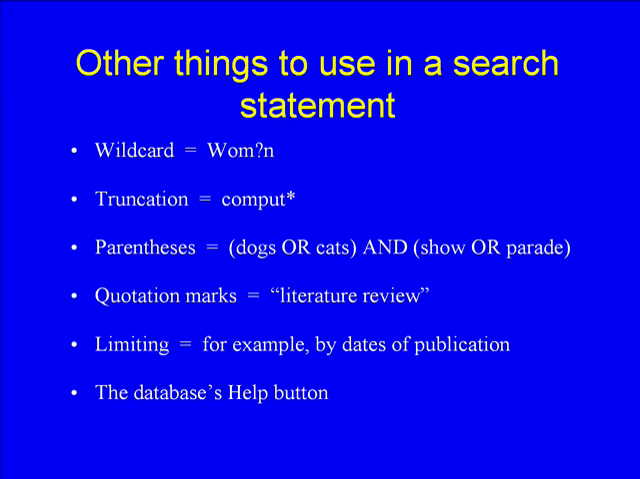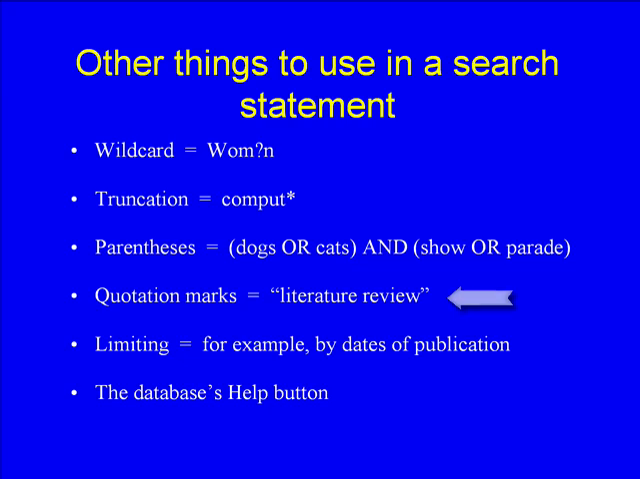And then it's going to take that subset and look for either the word show or parade, because and is there, and the words show or parade are combined by or and in parentheses. And it's going to create a second subset in which the records have either dogs or cats and show or parade. That's what parentheses do.